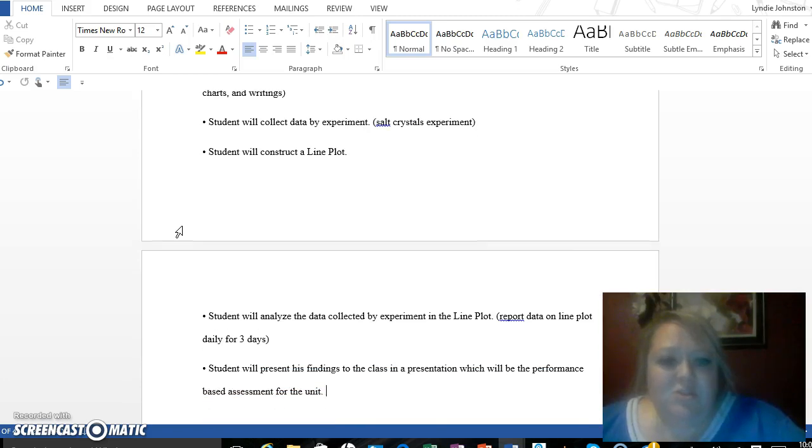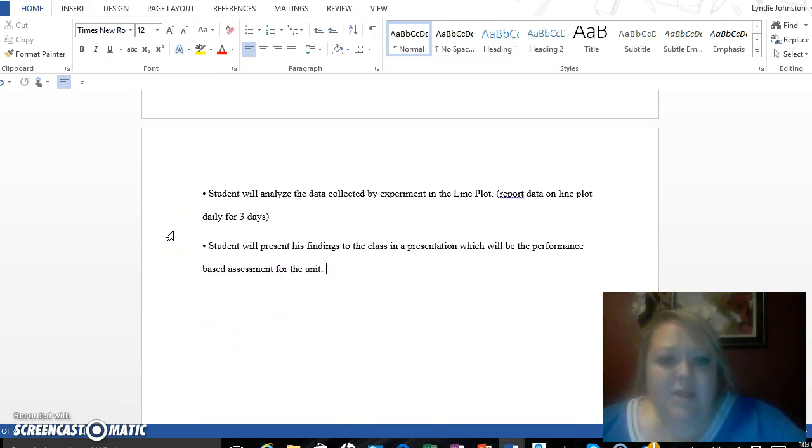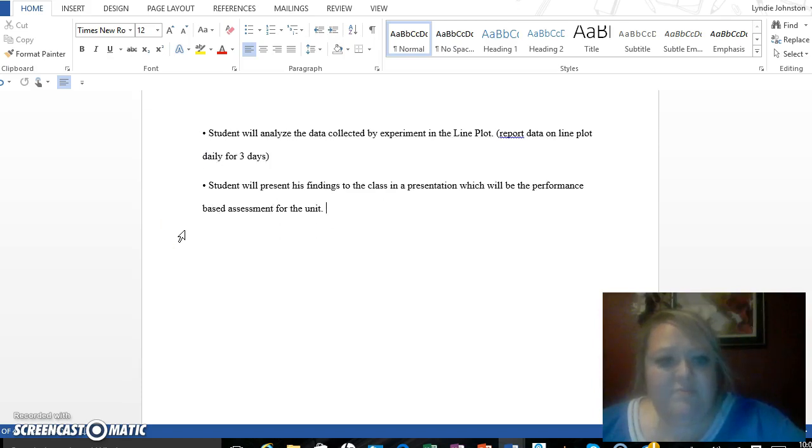The student will construct a line plot. The student will analyze the data collected by the experiment in the line plot. The students are going to report their findings on the line plot every day for 3 days. They're going to measure the growth of the salt crystals. And the student will present his findings to the class in a presentation, which will be the performance-based assessment for the unit.